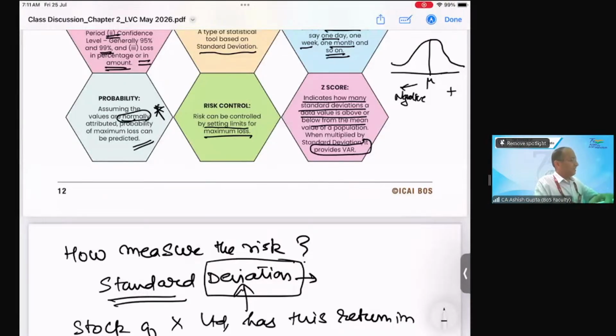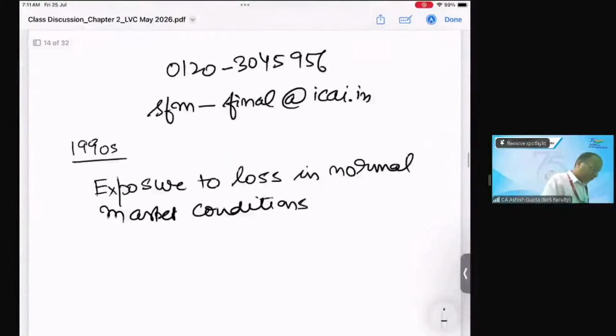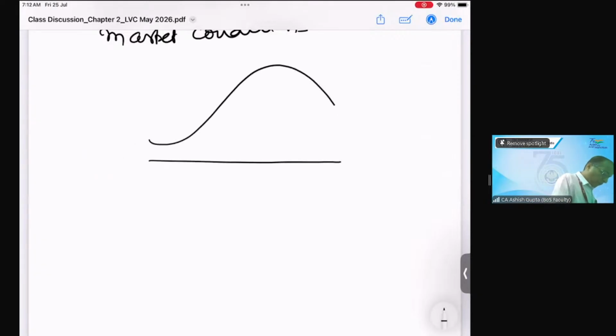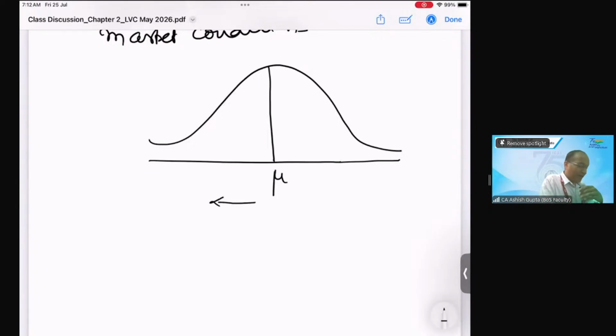I will just explain this to you on a separate sheet. Now, see, I will draw the diagram again. See, student, this is the mean value. I am just assuming a portfolio. This portfolio has a mean return, or mean value. Now, as I move in this direction, the value starts reducing. At some point of time, this value may even become negative.